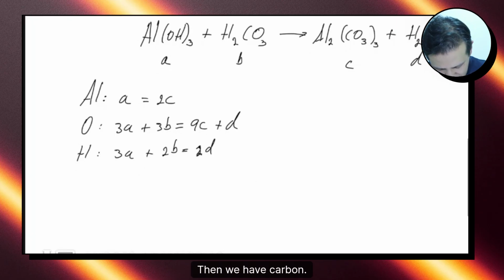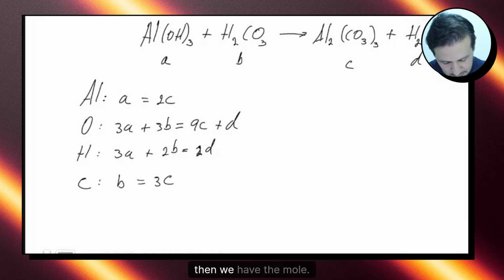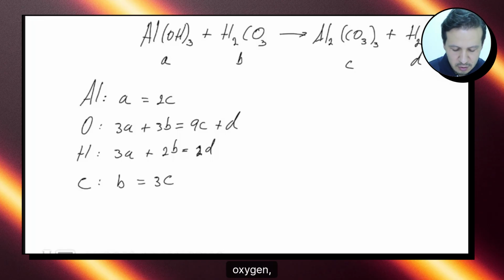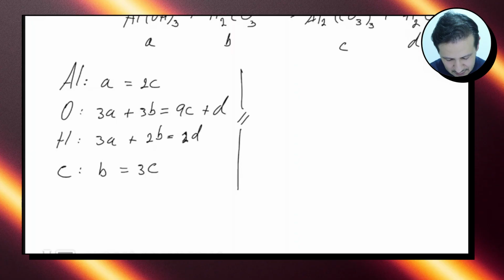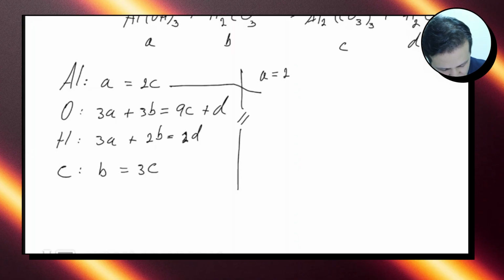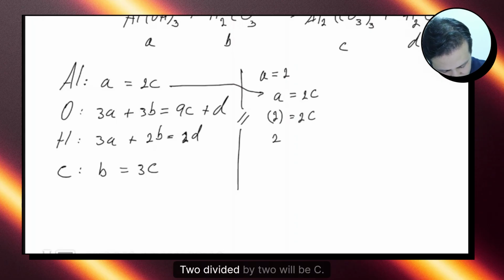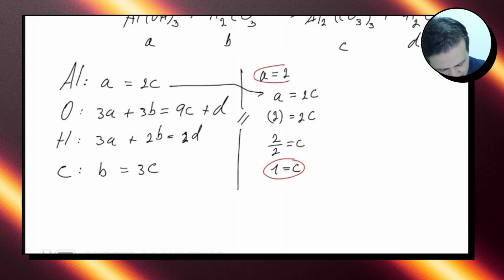And then we have carbon. Carbon will be B equals 3C. So we have aluminum, oxygen, hydrogen, carbon. Okay. Now let's see. Using the first equation, we have that A equals 2C. So in that case, I have that A is 2, so I replace 2C. 2 divided by 2 will be C. So 1 equals C, and I have my first letters, A and C.